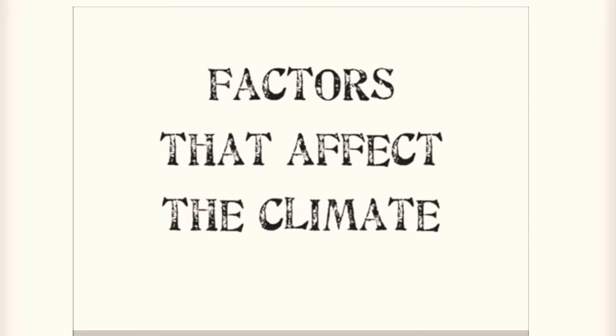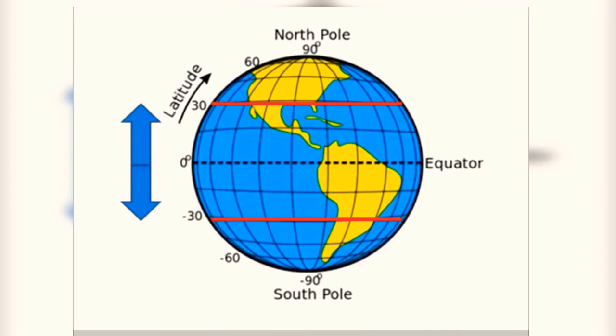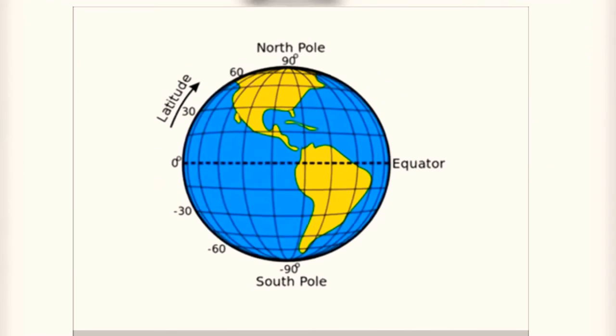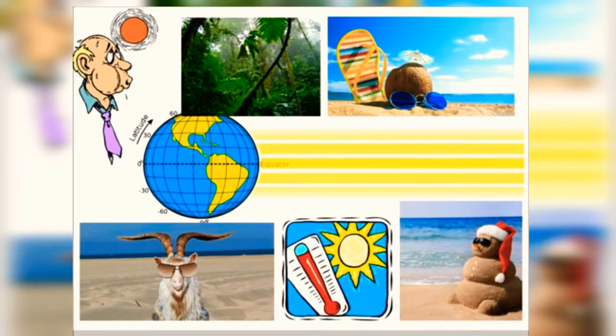Hey yo, 5th grade, it's time to rhyme it. These are the factors that affect the climate. Look it up on a map, but don't give me attitude. Degrees to the north, the south, it's called latitude. In the middle, sun really beats down. That's why it stays warm all year round.